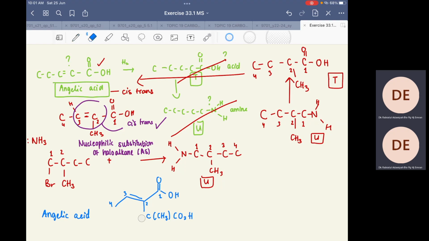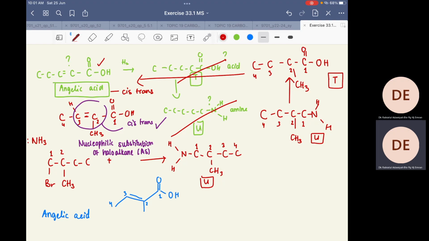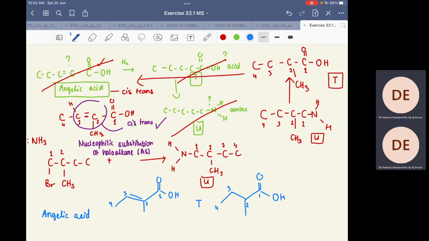So I'll just leave it there. And then the next structure is T. We follow the structure of T in red. The green one I've already cancelled out. Make sure you do not follow the structure in green color. So for T, it will be, again, 1, 2, 3, 4, and there's an OH. Don't forget on carbon number 2, there's a methyl group.